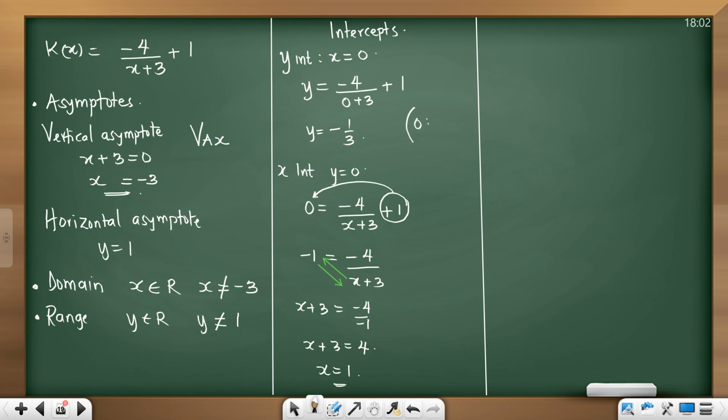Let's write it as a coordinate. X is 0. And here, x is 1. Please let me know if we are on the same page. Intercept. For y, no matter the function, y-intercept, x is 0. X-intercept, y is 0. And then you solve. Thank you, basically, negative 1 over 3. Beautiful. All right, done.